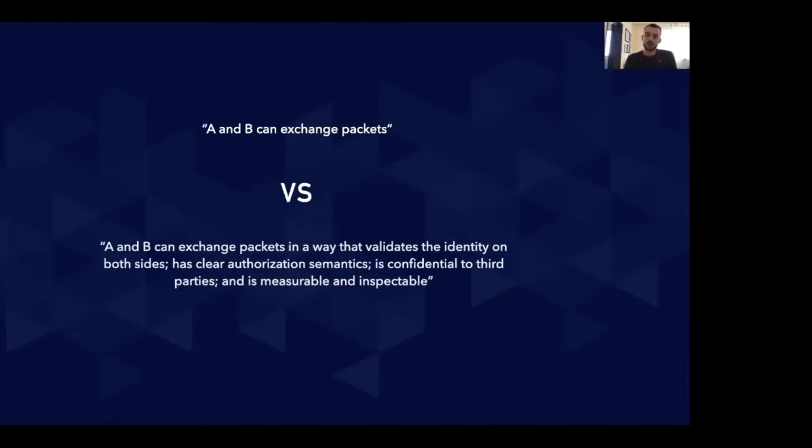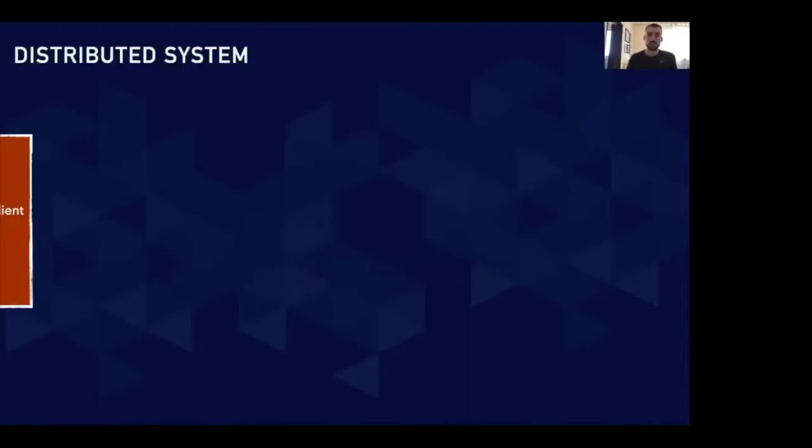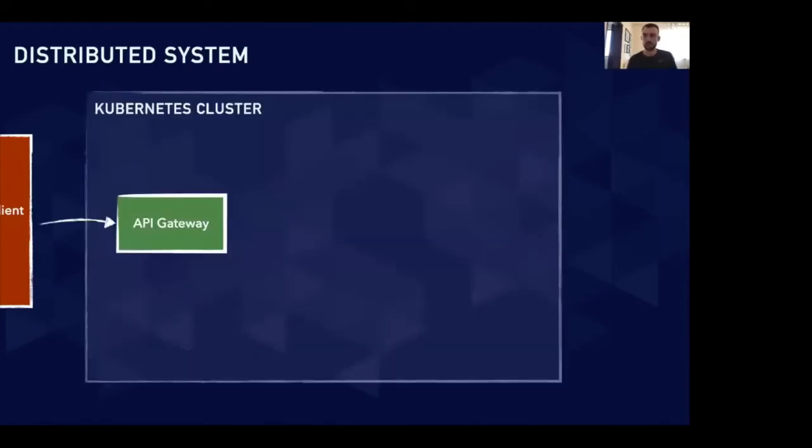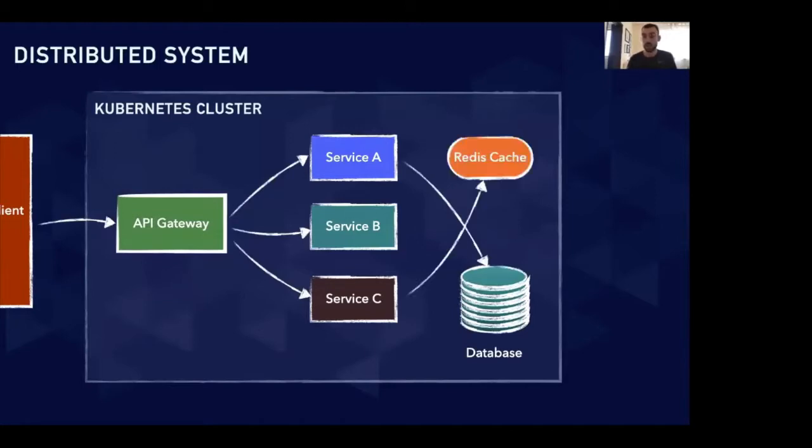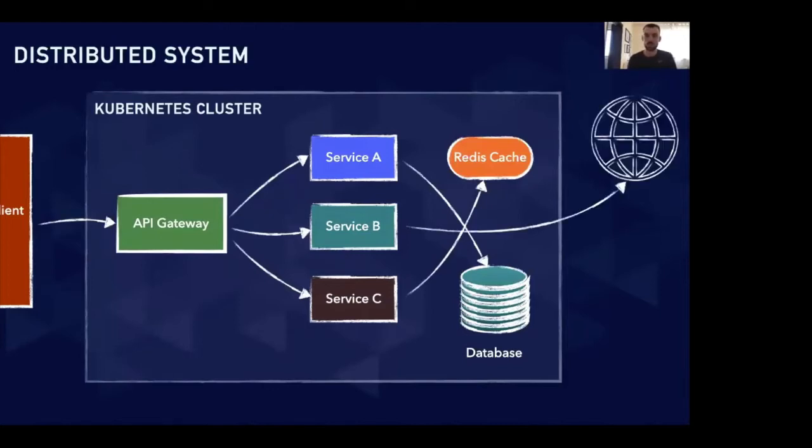And you know, in a typical distributed system, you might have an architecture that looks like this. You have a client that communicates with an API gateway that happens to live in a Kubernetes cluster. This API gateway then routes requests to a number of internal services. And these services might talk to a database or a Redis cache, or for that matter, they might be talking to a third-party API that's reachable over the internet.